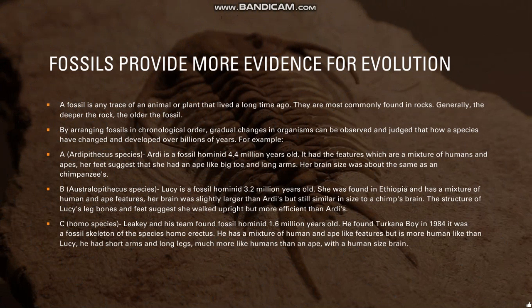C. Leakey and his team found a fossil humanoid 1.6 million years old. He found the Turkana Boy in 1984. It was a fossil skeleton of the species Homo erectus. He has a mixture of human and ape-like features, but is more human-like than Lucy. He had short arms and long legs.